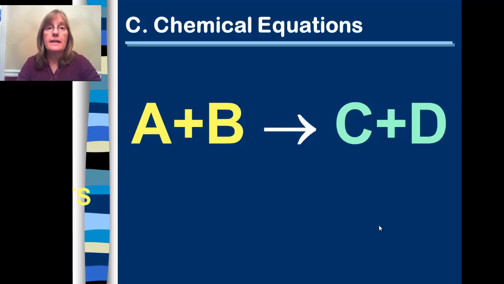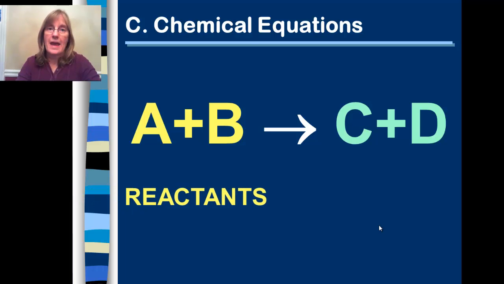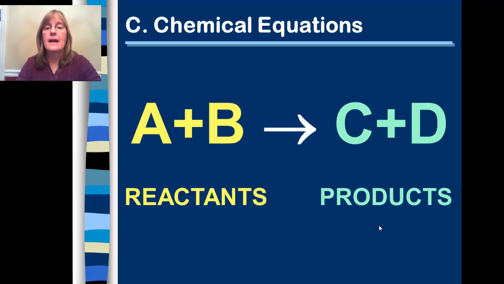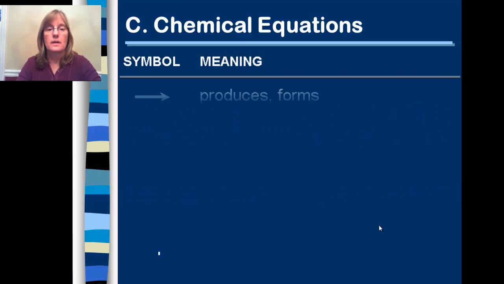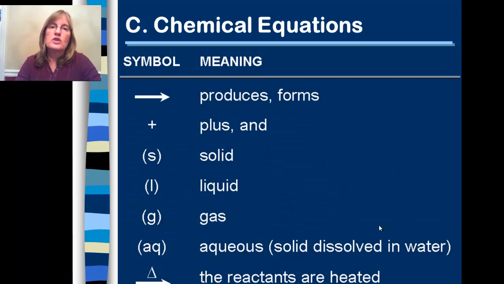All the things on the left side of the equation are what we call the reactants. That's what you start with. You mix them together, and when you do, a chemical reaction takes place, and you end up with the products. Now, there are a lot of symbols in a chemical equation. And you may want to pause your video for a moment and write these down in your notes because you need to know what these mean. You've learned these in the past. I'm not going to go over these right now, but again, you may pause your video and write down what these mean.